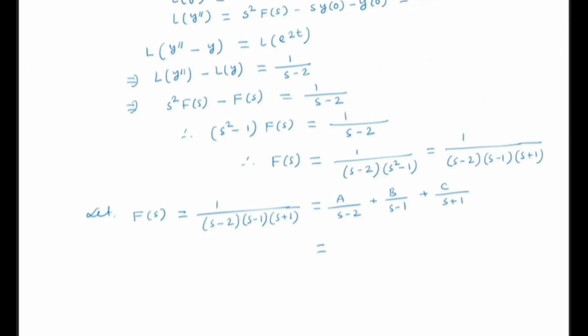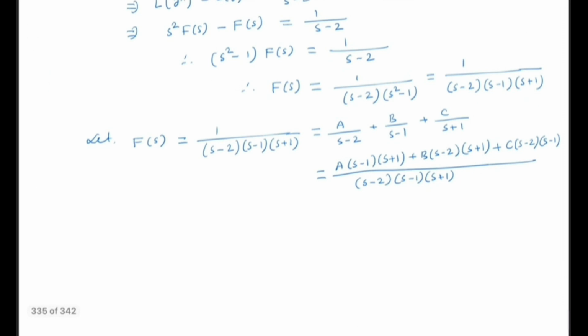Okay. So if we simplify the right hand side, the denominator will be (s minus 2)(s minus 1)(s plus 1), and the numerator will be A into (s minus 1)(s plus 1) plus B into (s minus 2)(s plus 1) plus C into (s minus 2)(s minus 1). So by comparing, we get an identity which is 1 is equal to A(s minus 1)(s plus 1) plus B(s minus 2)(s plus 1) plus C(s minus 2)(s minus 1). Note that this identity is satisfied by every value of s. So we'll put some different values of s and try to find A, B, C.